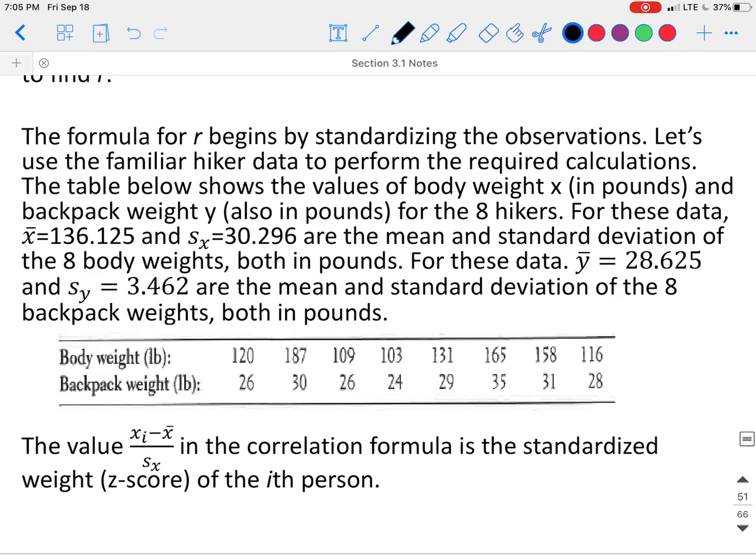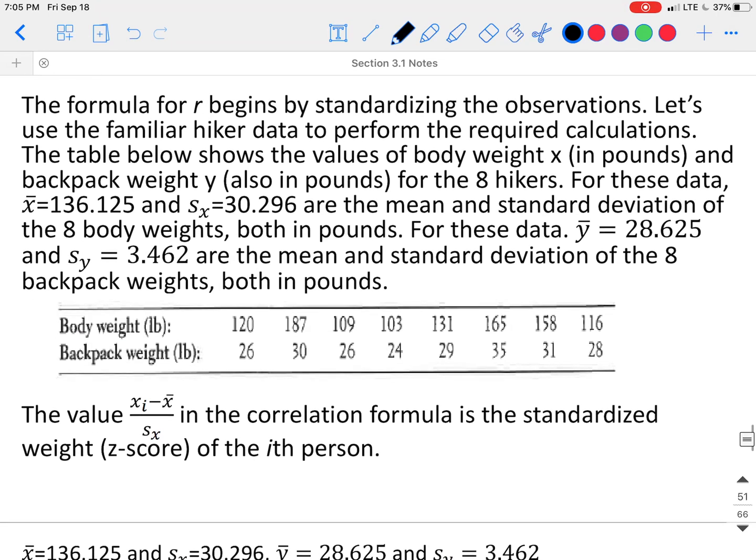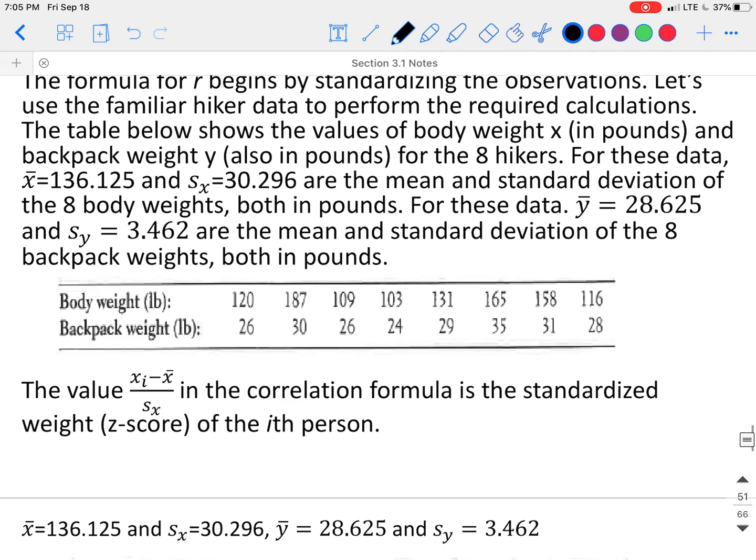The formula for R begins by standardizing. Let's use the familiar hiker data to determine the required calculations. The table below shows the values of body weight X in pounds and pack weight Y, also in pounds, for the 8 hikers. For these data, we know that our mean for the body weight is 136.125 pounds, and our standard deviation is 30.296. For the pack weight, the average weight is 28.625, and the standard deviation is 3.462.